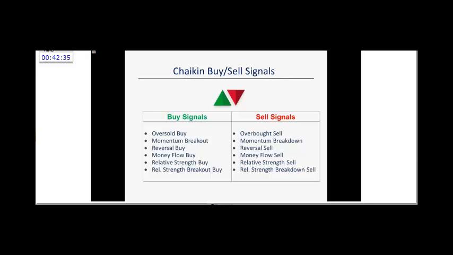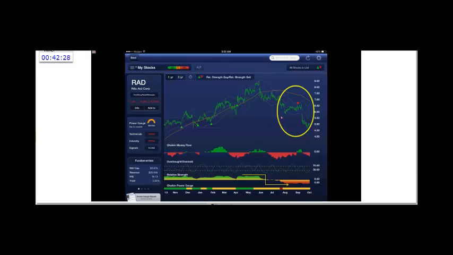So 6 pairs of buy and sell signals. We've covered a lot of them in the webinar. We'll cover a few more. How do you find them? Well, before we show you how to find them, here's an example of a stock where the power gauge turned bullish 2.5 years ago. Rite Aid, big drug chain, had some problems.